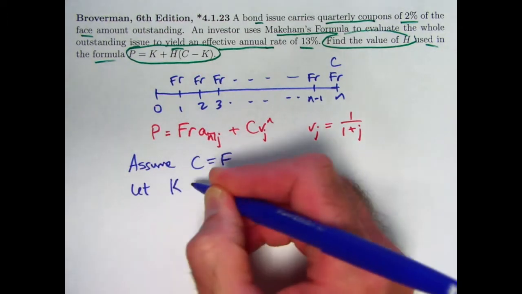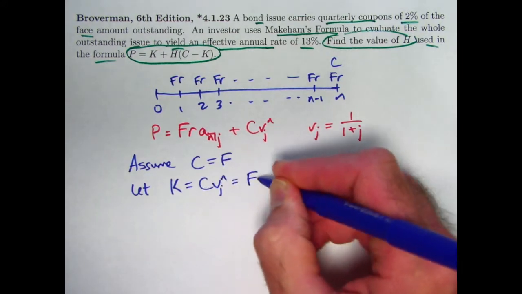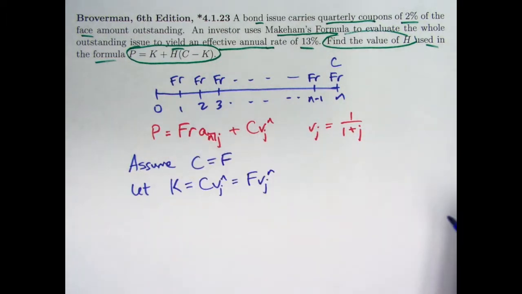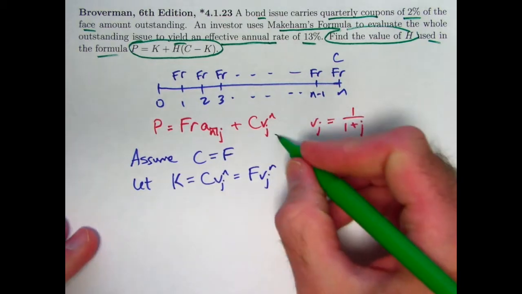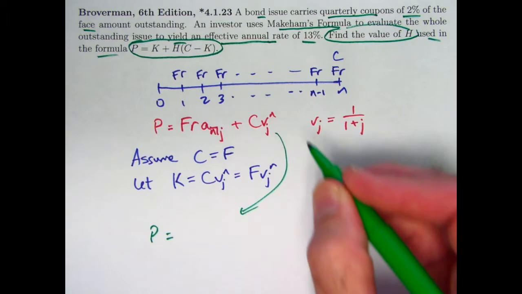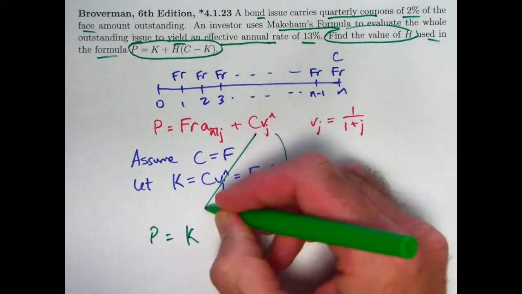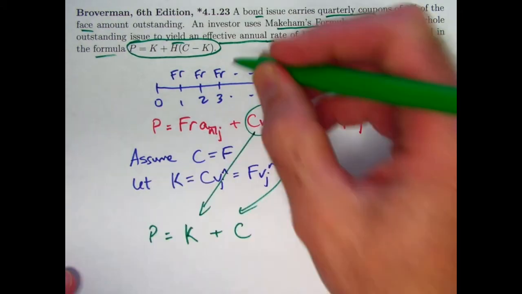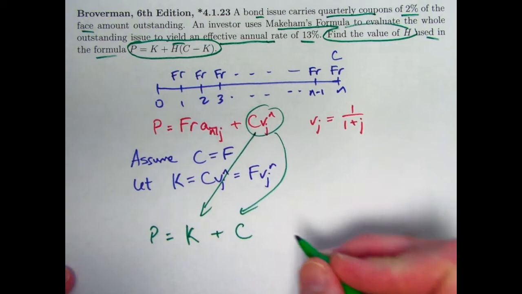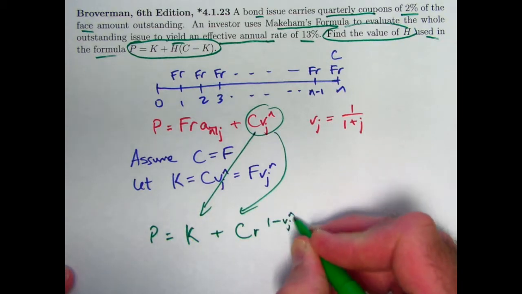I'm also going to let K equal the present value of the redemption amount, C times V sub J to the N, or if you prefer, F times V sub J to the N for this example based on this assumption. Okay, so if we make that assumption and that definition, what happens to this pricing formula? Let me, first of all, just change the order. I'll put this first, and I'll just go ahead and call it K. So K represents that amount right there. And let me go ahead and replace that F with a C. You don't see any F's in this formula here, so I'm going to go ahead and make that replacement. And I've got times R times a angle N at J, which would be 1 minus V sub J to the N divided by J.